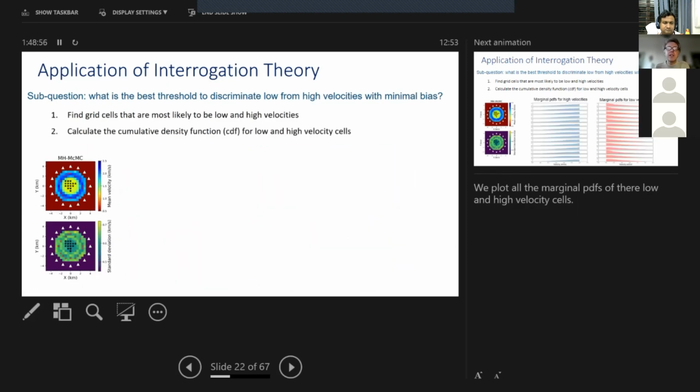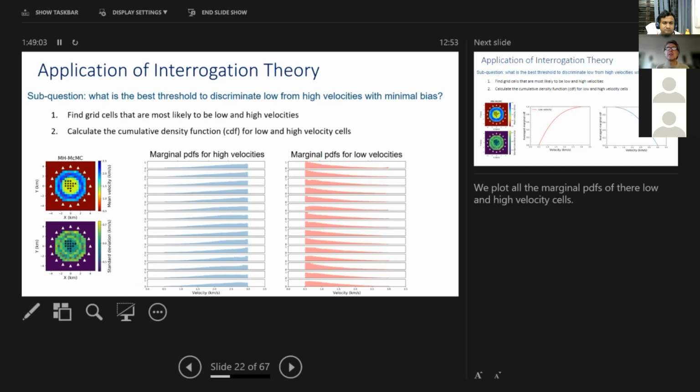Each of those cells, we know from our posterior distribution, we know the marginal distribution for each of those cells. Here I'm just showing you the set of different marginal distributions from the Monte Carlo run for all the cells on the left here, which are in the blue, the high velocity regions, and the marginals from the cells in the low velocity region. If we want to find a threshold which optimally discriminates these cells from those ones, we can calculate the average cumulative density function on the left and the right.